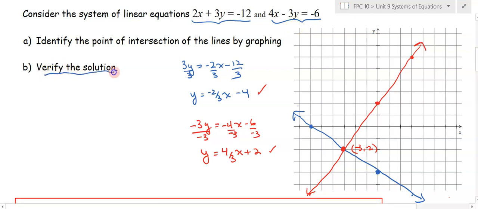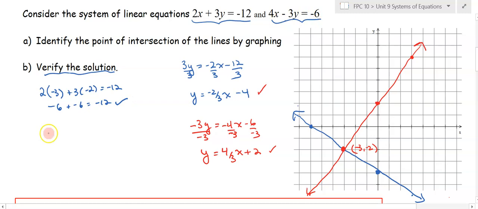Let's verify this solution. How can we verify this solution? Well, this xy pair has to balance both equations, meaning when I put -3 in for x and -2 in for y, it should work in both. It balances out. So let's try the first one. 2 times -3 plus 3 times -2 equals -12. -6 plus -6 equals -12. Yes, it works in the first equation.